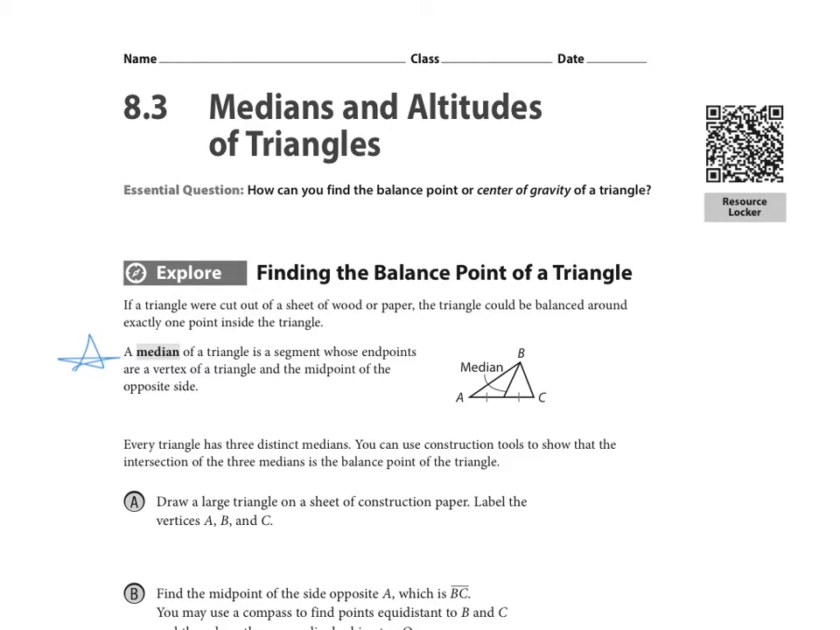So we have several medians, obviously, in a polygon, and in a triangle we have three medians because we have three sides. So we're going to explore in this video what happens when those medians come together in one point.